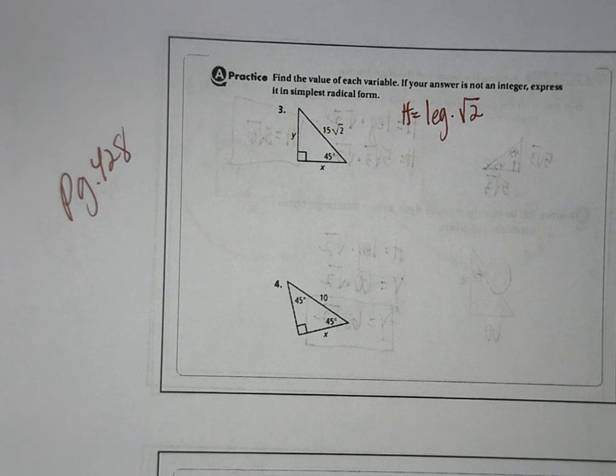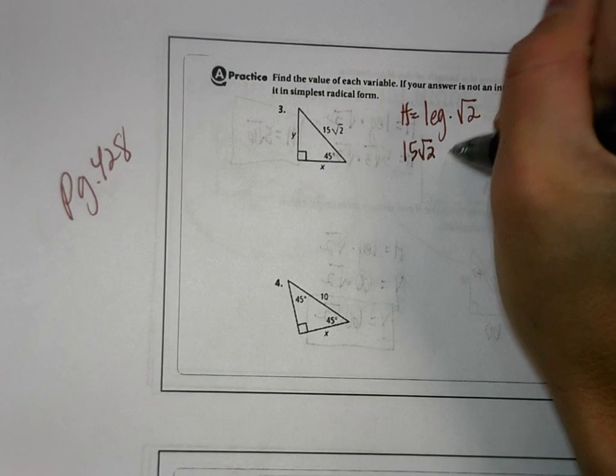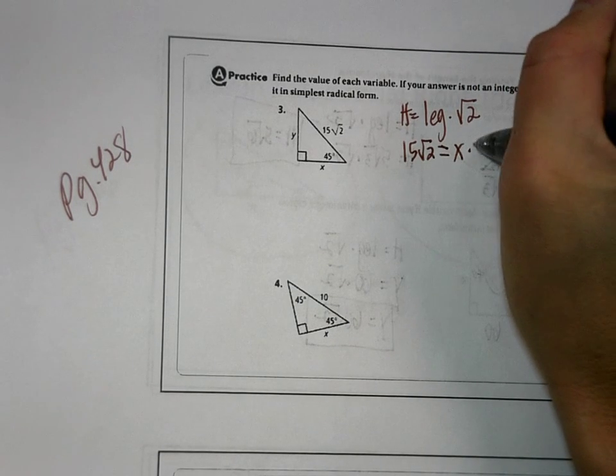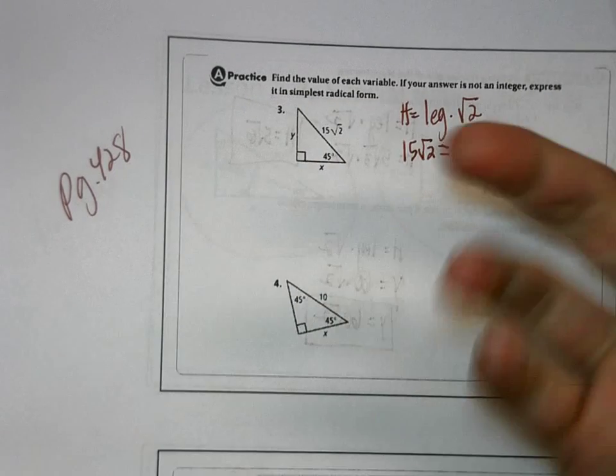Do you wish I would confuse me? Yeah. Okay, the correct answer is 15. So let's check this out. The hypotenuse is 15 root 2. I'm just going to put equals x times root 2. It doesn't matter if I use x or y because those are both going to end up being the same.